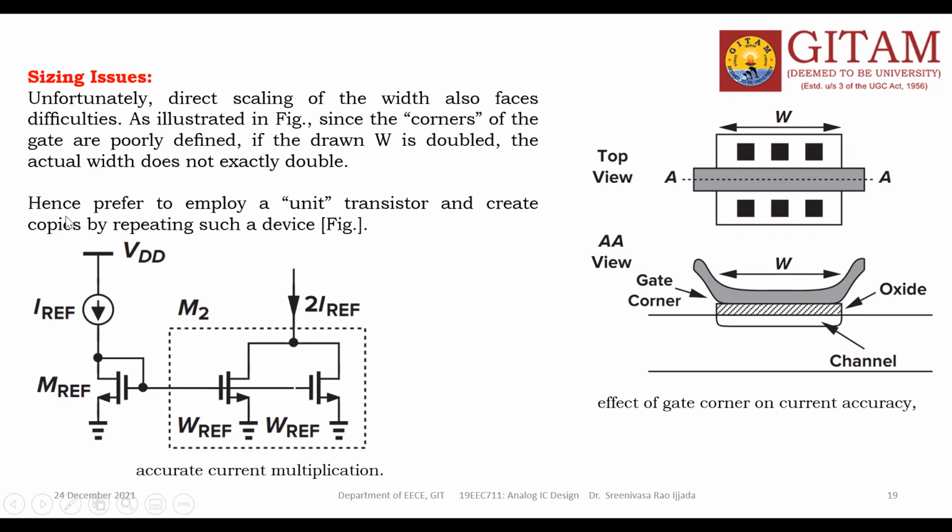Hence, prefer to employ unit transistors without changing the W. Unit transistor means these are the same transistors. M2 is the unit transistor. In place of one, you have two transistors. Create the copy by repeating such a device. So this is the I reference, and with two transistors here, you get two I reference. Clear? These two devices are the same.